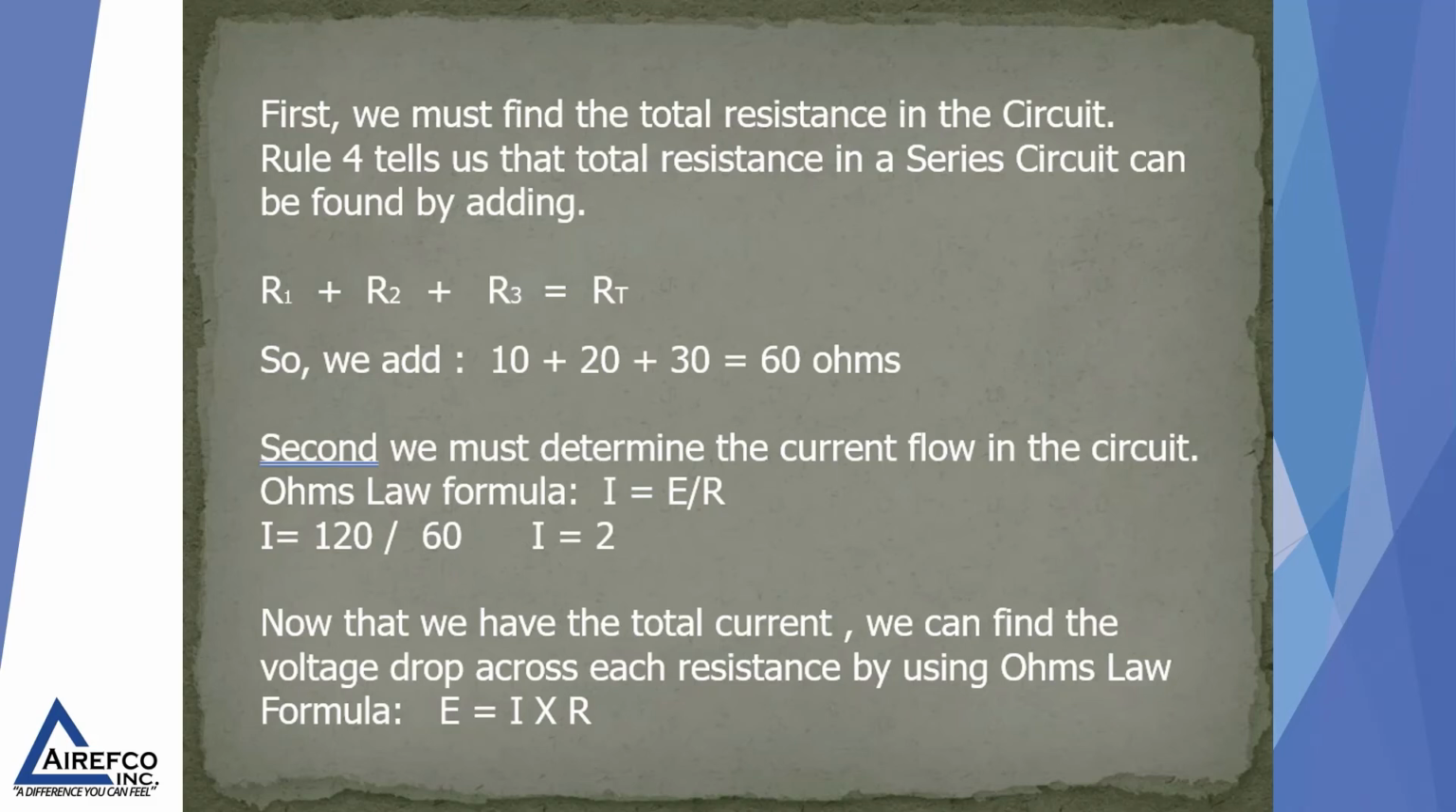The Ohm's law formula for that is I equals E divided by R. I is 120 volts divided by 60 ohms equals 2. Now that we have the total current, we can find the voltage drop across each resistance by using Ohm's law formula E equals I times R.